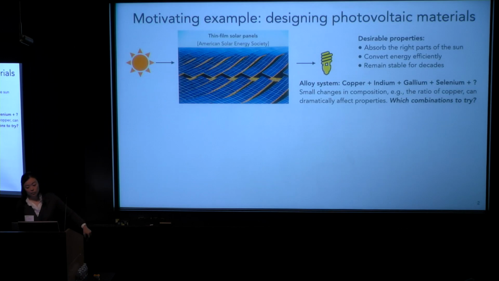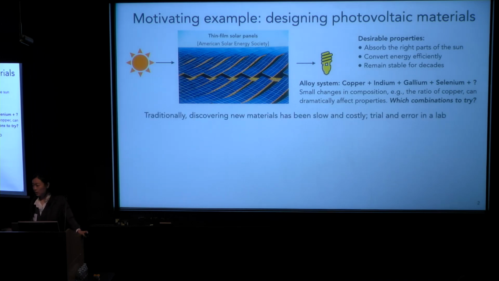All right, so let's start with a motivating example of designing photovoltaic materials. These are materials that take in energy from the sun and convert it to usable electricity. In order for these to work well, we'd like them to have certain properties. For instance, we'd like them to absorb the right parts of the sun, convert energy efficiently, and remain stable for decades. A common alloy system consists of copper, indium, gallium, selenium, and you can imagine also adding other elements to this combination. But very small changes in the composition, for instance, the ratio of copper, can dramatically affect the performance. So how do we know which combinations we should try?